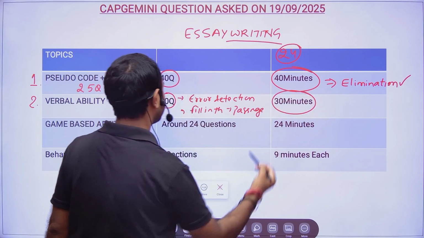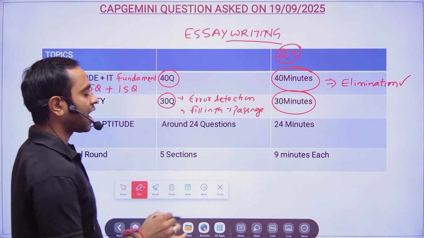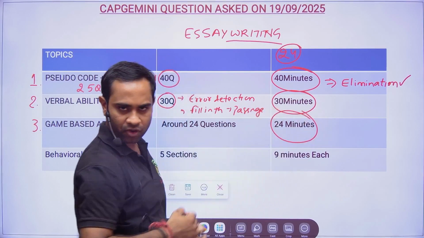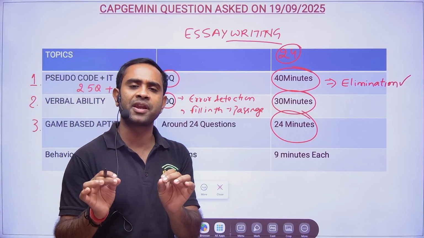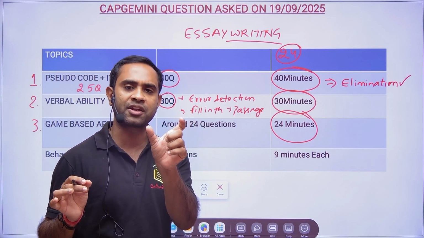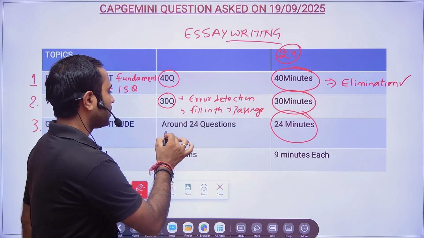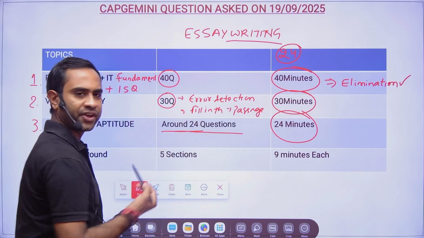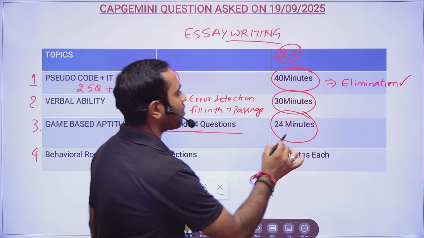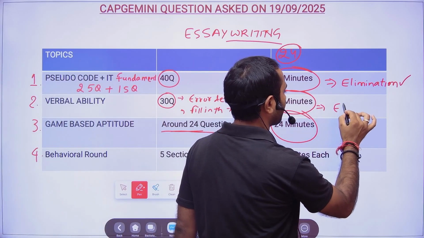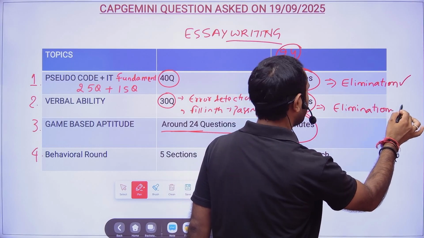That is for 30 minutes. And then friends, we have game-based aptitude. In game-based aptitude, you will get 24 minutes, and the number of questions won't be fixed. It depends upon you: in a particular 6 minutes of one section, how many questions you are able to attempt. So here there will be no fixed number of questions. This round is also an elimination round. Each and every round is an elimination round, so you have to be very, very careful.